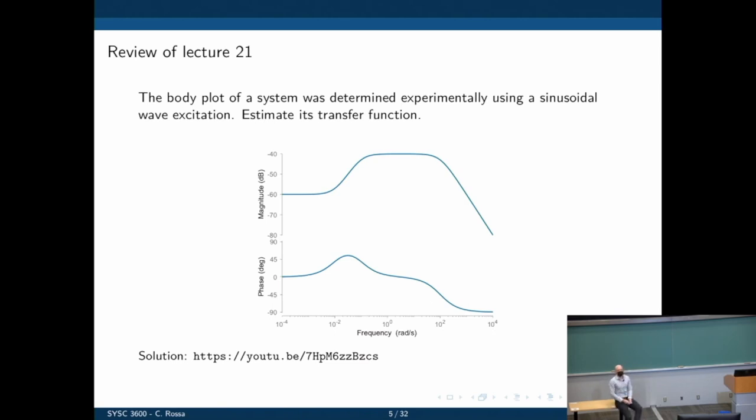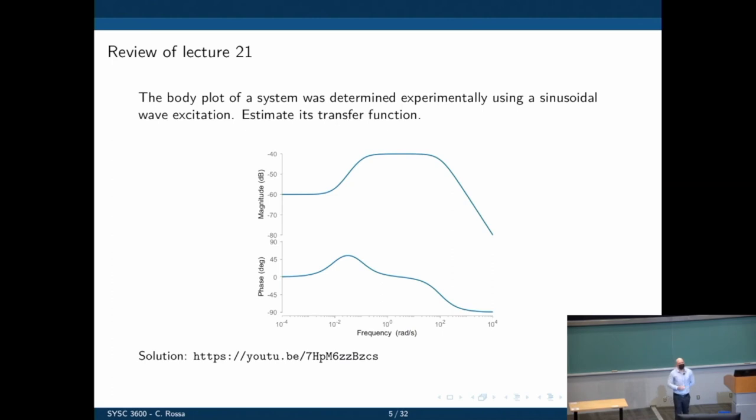How did I come to that conclusion? It's just a straight line. And if we had a pole or zero at the origin, it would go up or down, exactly. It would be a constant slope of plus or minus 20 decibels. But because it's flat at low frequencies, we can say the system does not have any poles or zeros at the origin.